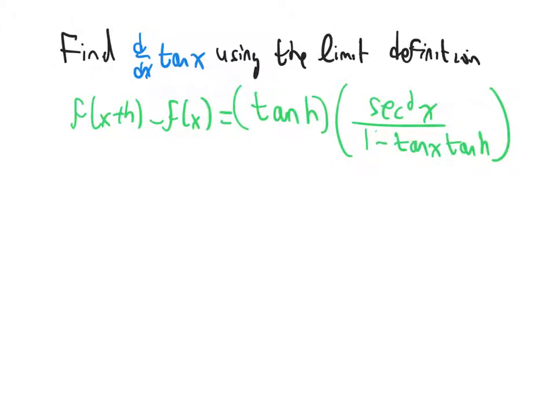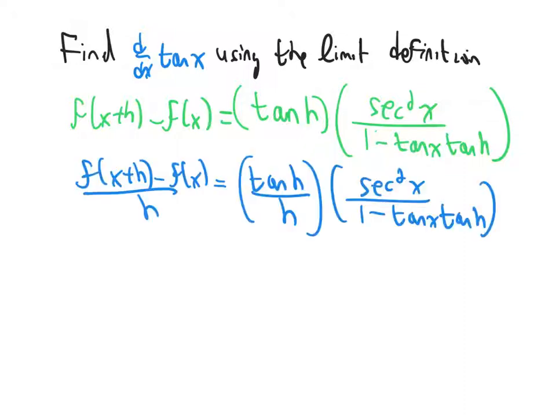So f of x plus h minus f of x is now tan h times secant squared x over 1 minus tan h tan x. So we can then, of course, just divide by h, which really is nothing more than dividing by h. And now to get d/dx of tan x, we just take the limit as h becomes 0.